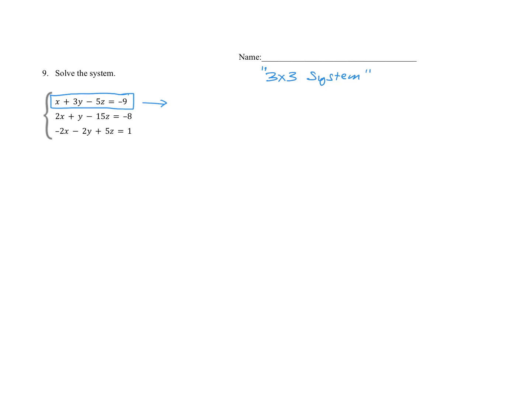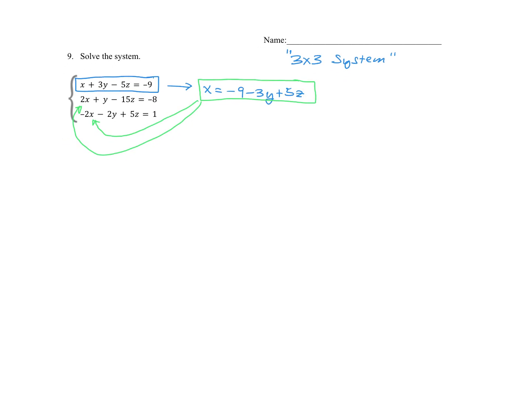So here, when I move them over, the x will be by itself on the left. The negative 9 is already on the right. And then I have a minus 3y plus a 5z. And now this is going to be substituted into the other 2 equations. So this is going to be in the x in the second equation and in the x in the third equation. So I'm going to use different colors here to show this, but the 2 is originally there in the second equation. The x again is being swapped out with negative 9 minus 3y plus 5z.